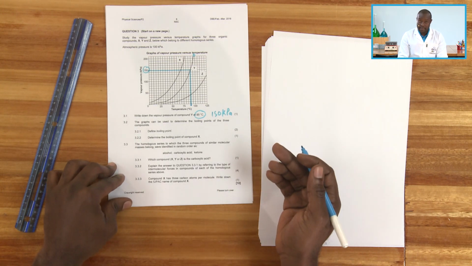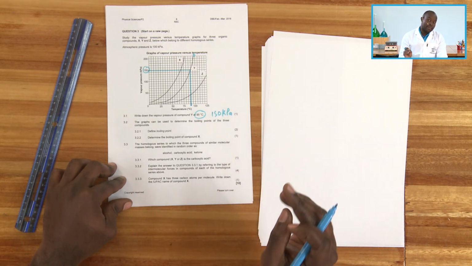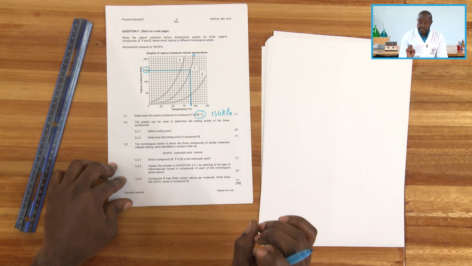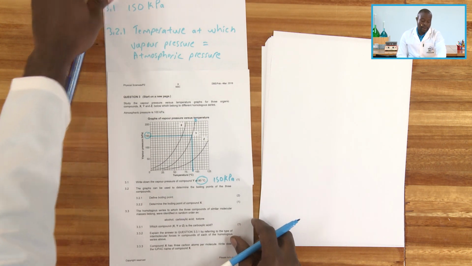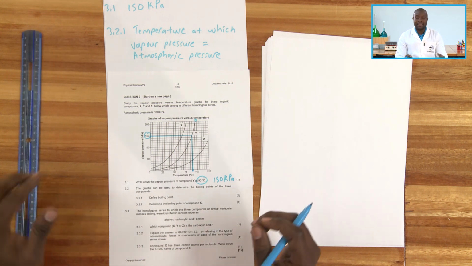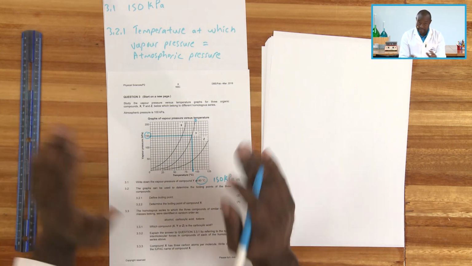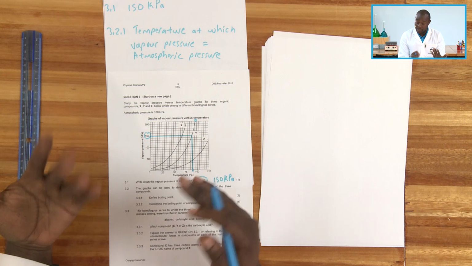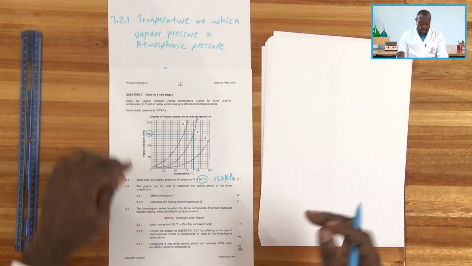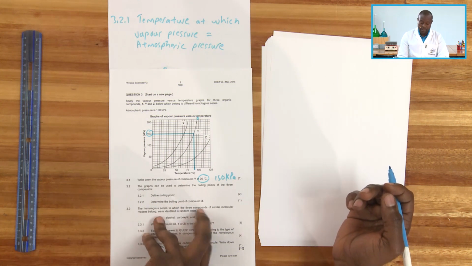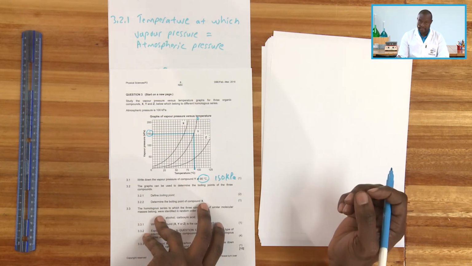Then 3.2 says the graph can be used to determine the boiling points of the three compounds. Define boiling point. So boiling point is simply the temperature at which, I'll just read off from here, the vapor pressure is equal to atmospheric pressure, and I've explained the dynamics between those two. Then next it says determine the boiling point of compound X.